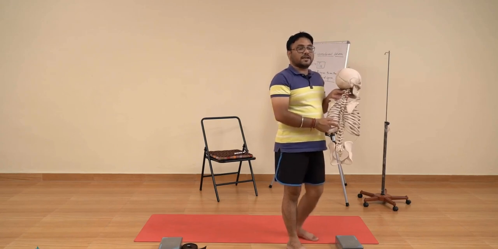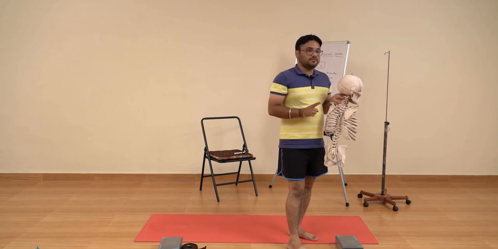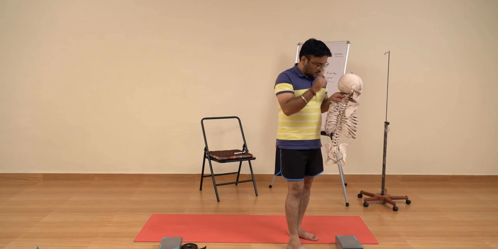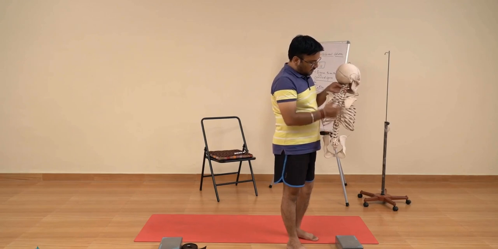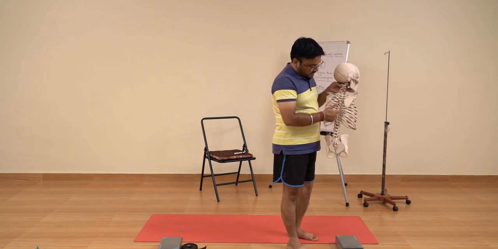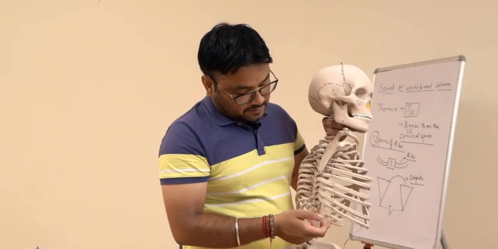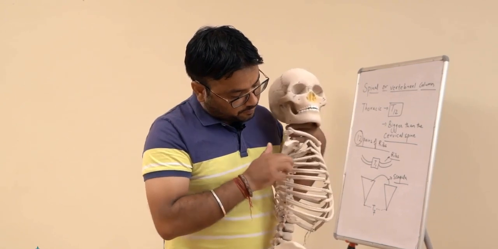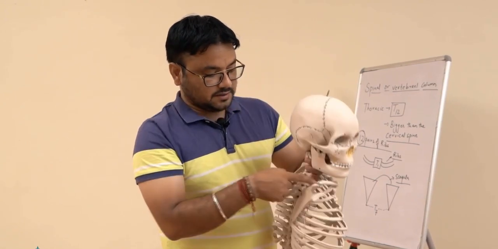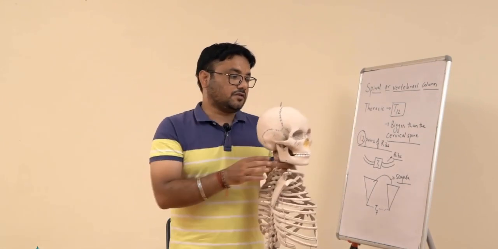So that's why we say that each single pair of ribs is attached to one thoracic spine. So 12 thoracic, 1, 2, 3, 4, 5, 6, 7, 8, 9, 10, 11, 12. And 12 pairs of ribs we have, 12, 11, 10, 9, 8, 7, 6, 5, 4, 3, 2, and this is the 1. So 12 thoracic spine, 12 pairs of ribs.